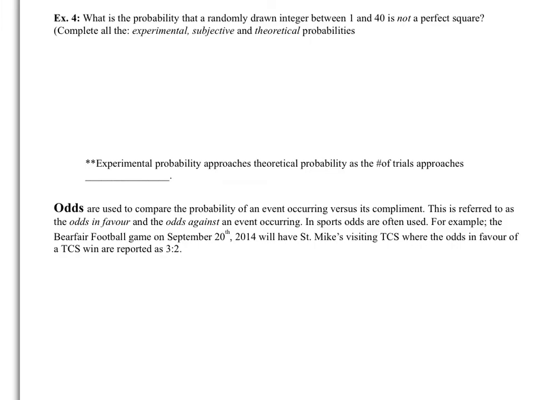Now let's look at example 4. What is the probability that a randomly drawn integer between 1 and 40 is not a perfect square? So, take a moment, pause the video, and think of the subjective probability. Does that mean we should take a guess? Exactly.